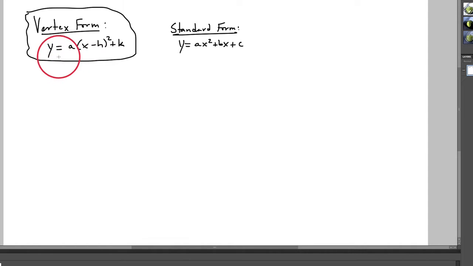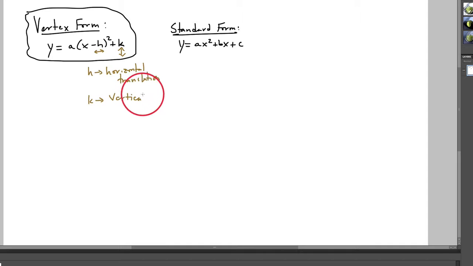The beauty of having something in vertex form is that it simply tells you where the vertex is, because, as we should know from our translations, stretching and shrinking, and reflections of functions, our h value here causes horizontal translation. We can always recognize the horizontal translation because it's the constant bundled with our x value. And our k value out here is going to cause vertical translation.